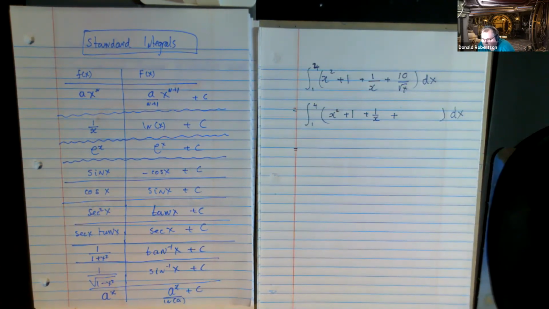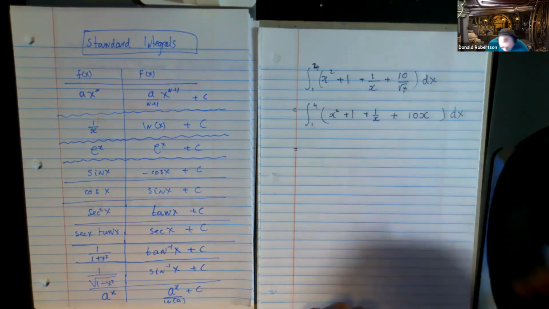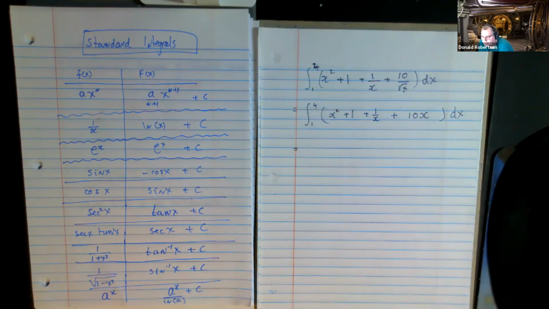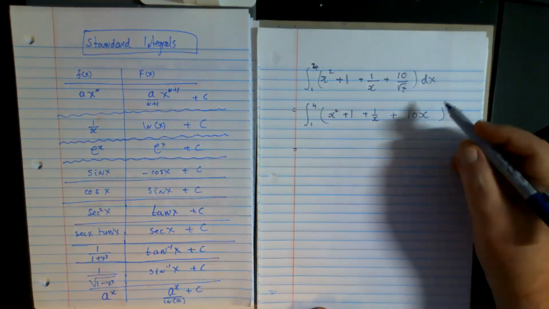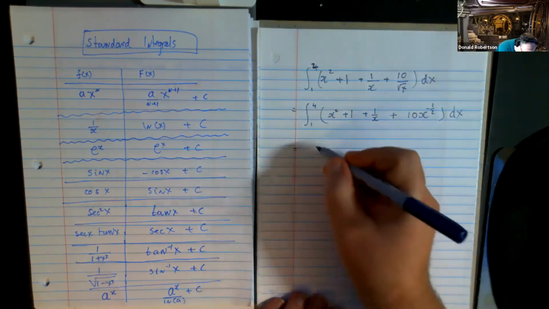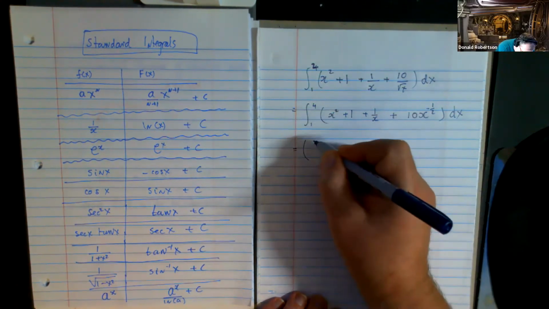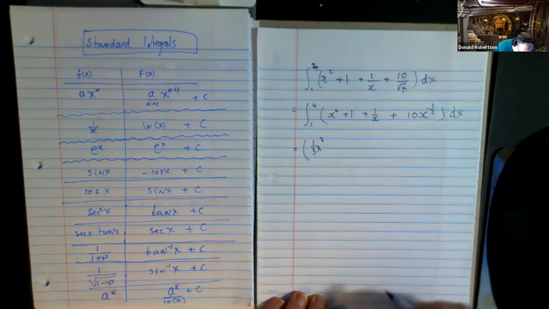And I need to write him as a fractional power of x. And what will 10 over the square root of x look like as a fractional power of x? -1/2. Now we're ready to go. This one is add 1 to the power, divide by the new power.